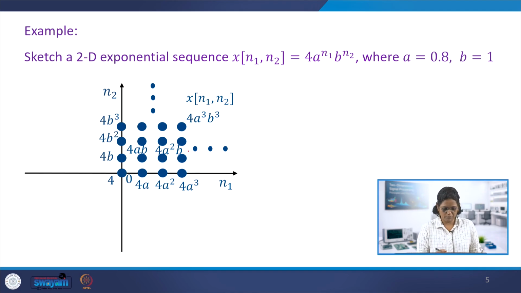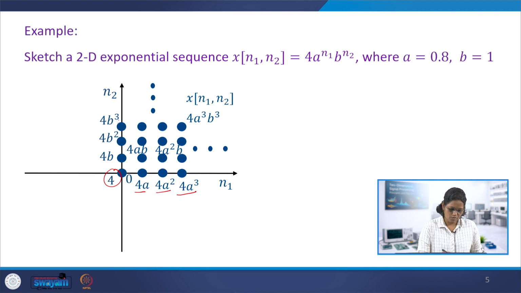In the 2D, the exponential sequence, the decaying can be seen. When n1 equals 0 and n2 equals 0, this becomes 1, so you get the origin as 4. When n1 is 1 and n2 is 0, it is going to be 4a, and next one it will be 4a square, with n2 0 and n1 2, and n1 is 3 and n2 is 0 again, 4a cube.